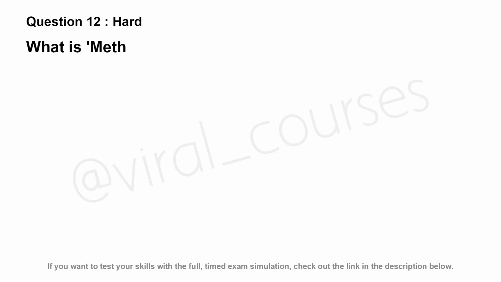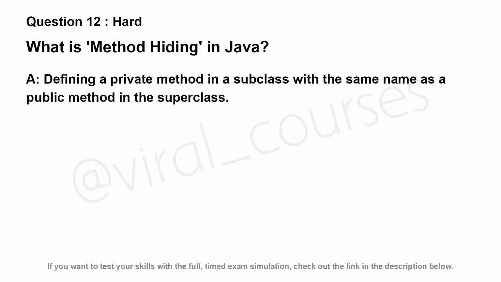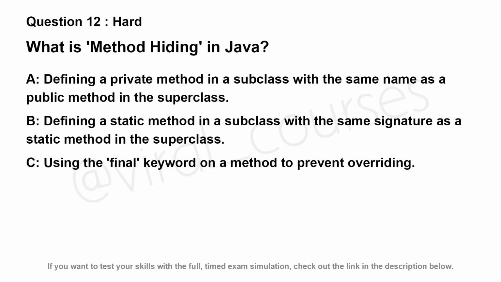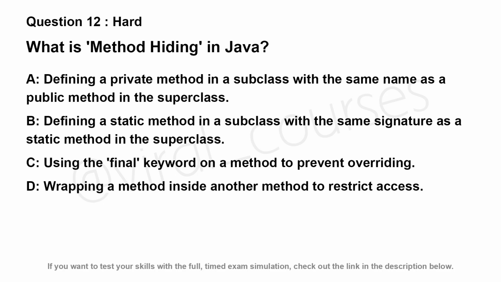What is method hiding in Java? Option A, defining a private method in a subclass with the same name as a public method in the superclass. Option B, defining a static method in a subclass with the same signature as a static method in the superclass. Option C, using the final keyword on a method to prevent overriding. Option D, wrapping a method inside another method to restrict access.